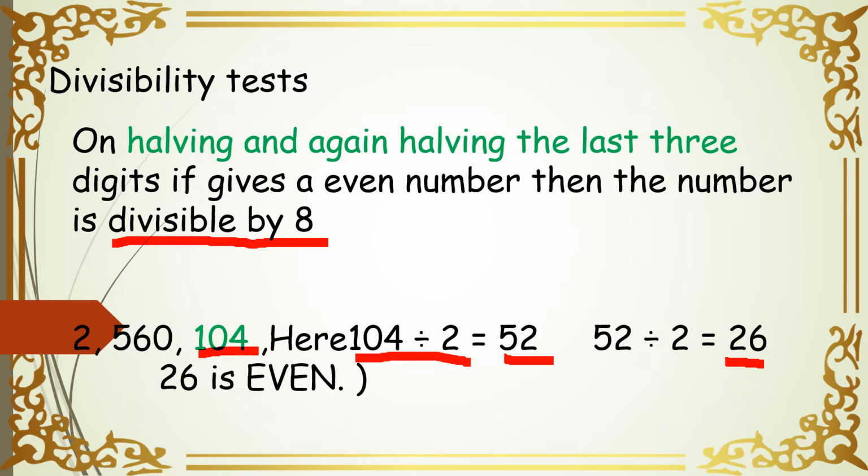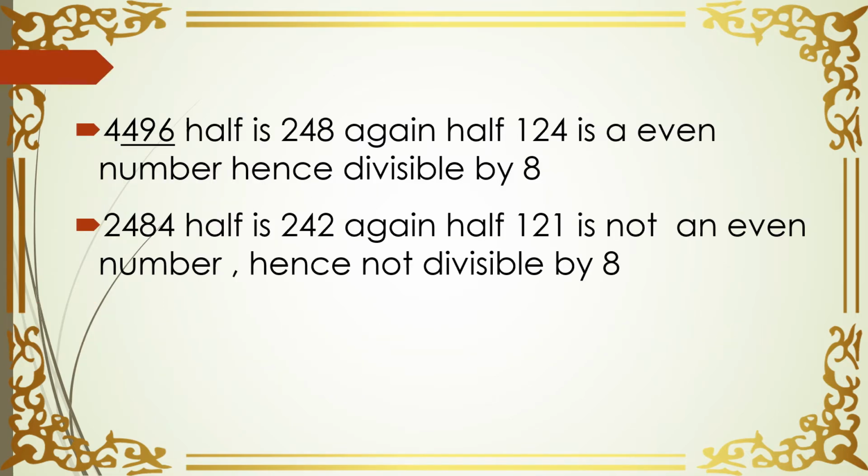I hope things are getting cleared now. One thing was last 3 digits should be divisible by 8, और अगर हम लोग जो उसके last 3 digits है उसे half करते हैं until you get a 2 digit number, okay, जो आप लोगों को even number होना चाहिए, then you say that it is divisible by 8. Here you can see 4,496, half is 248. Again, if you half it, it will give you 124, and 124 is an even number. Hence, it is divisible by 8.